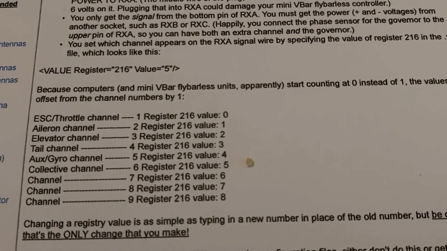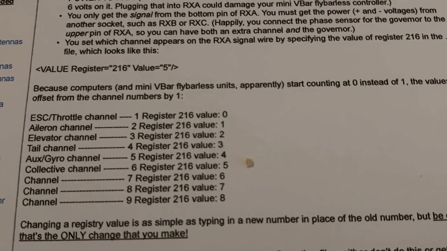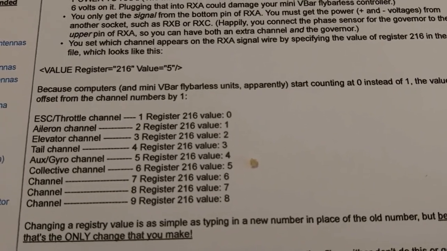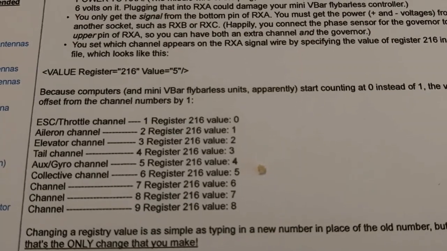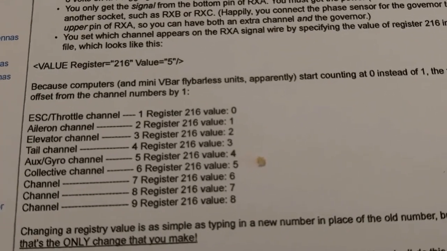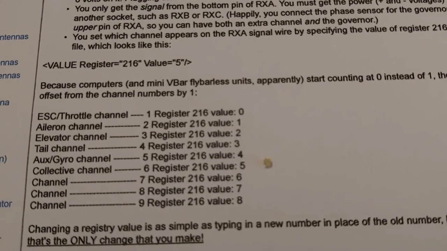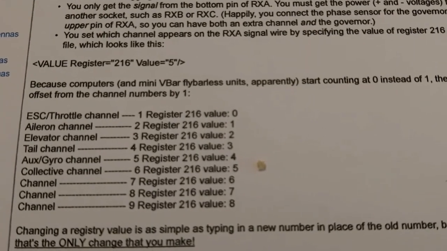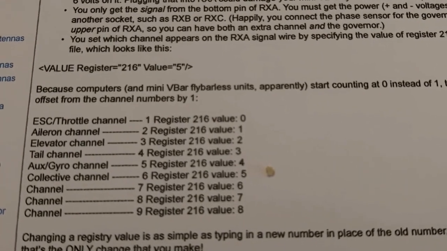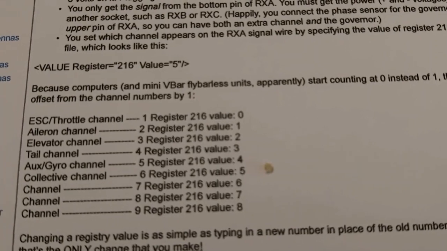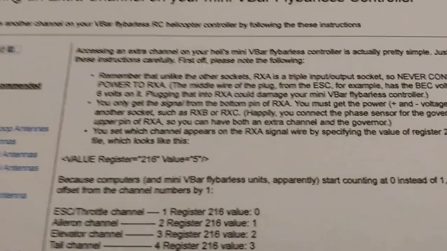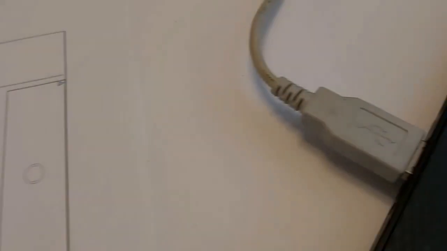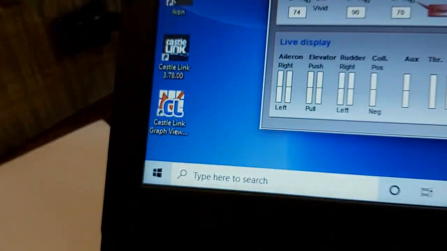In my limitation, I have a 6-channel radio, so I can't put channels 7, 8, and 9 on it. What I want to do is take that aux gyro and put that channel out into the last pin on register 216. So what we want to do first is I'll show you.